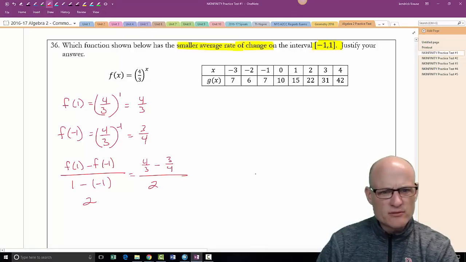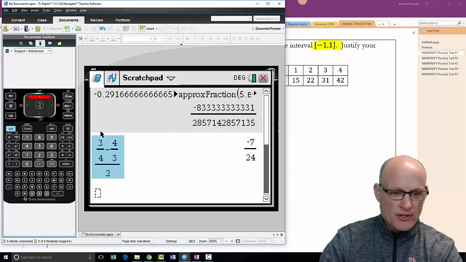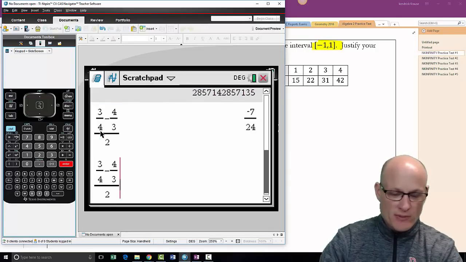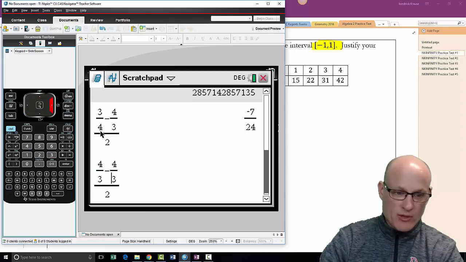Why do I have negative? 4/3 minus 3/4. Oh. Yeah, I put it in my calculator wrong. I put it in here wrong. It should be 4/3 minus 3/4. Hey, see how that makes a huge difference? I totally put that in there wrong. The first one is 4/3. If you put it in there wrong, we got issues.